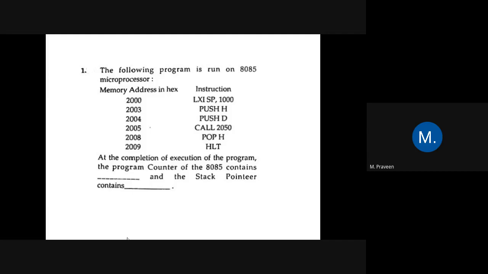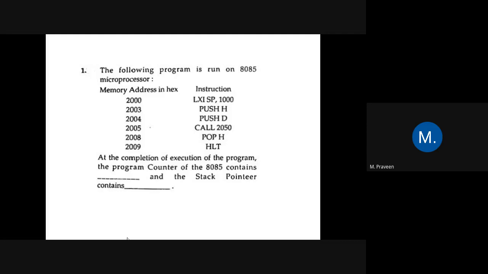At address 2005, the instruction is CALL 2050. At 2008, the instruction is POP H. At address 2009, the instruction is HLT. At the completion of the execution of the program, the program counter of 8085 contains dash and the stack pointer contains dash. So they have given the program, and after its completion we have to find the program counter address and the stack pointer address. Can anyone guess what the answer is?